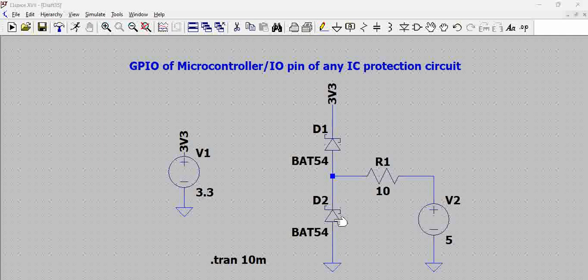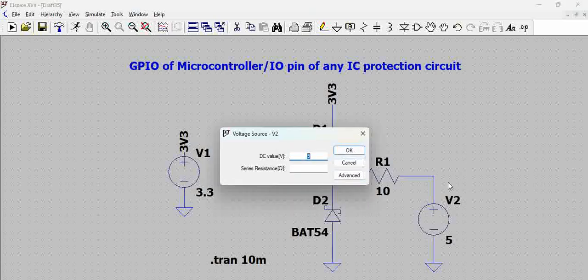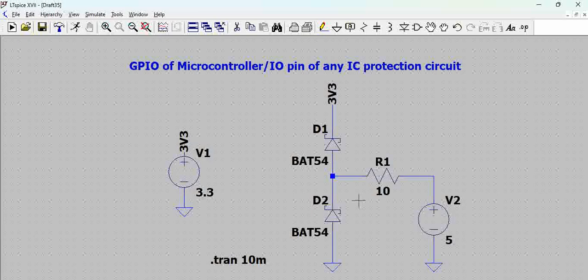For BAT54, I think it's around 30. We need to check the datasheet once. The thing here is, you need a much higher voltage for this diode to turn on, but you have protection on the upper side. Now let us assume you give negative voltage here. Negative voltage in the sense, let us assume minus 3.3.